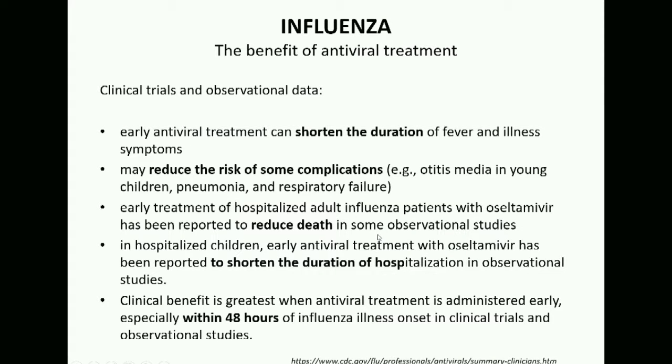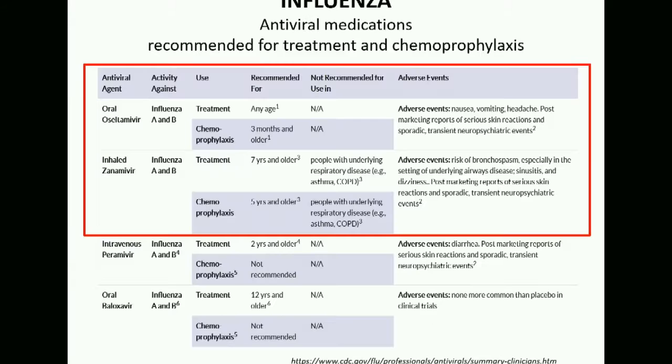What's the benefit of antiviral treatment in influenza? Actually, these are studies, and they show that early antiviral treatment could definitely shorten the duration of fever and illness symptoms. It can reduce the risk of some severe complications. It can reduce deaths. In hospitalized children, it shortens the duration of hospitalization, but actually the clinical benefit is there only if you introduce it early, especially within 48 hours of the start of the disease.